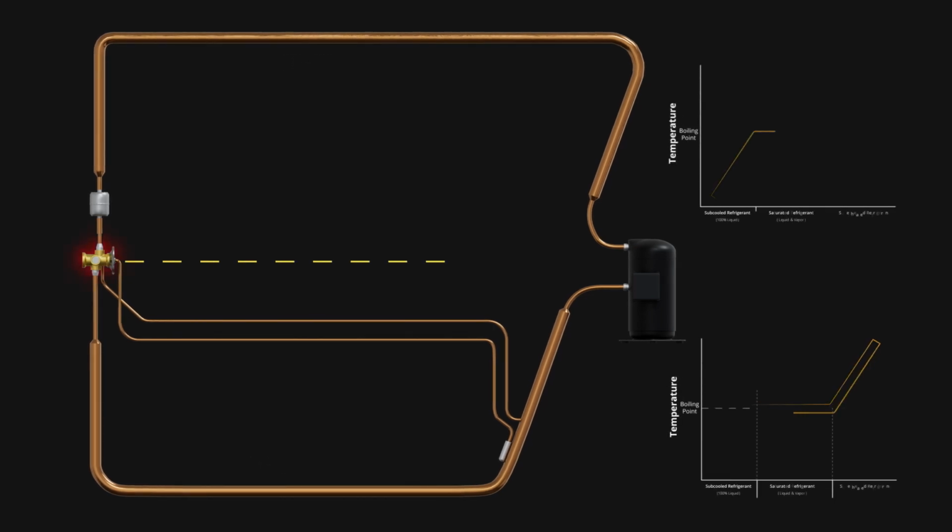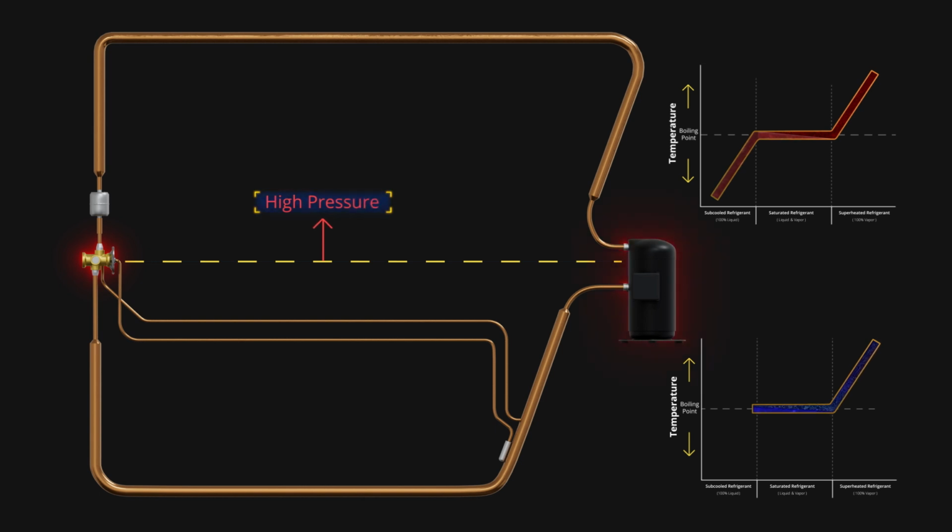The metering device and the compressor divide the circuit between a high pressure, high temperature side and a low pressure, low temperature side. The refrigeration cycle process begins with the compressor. The compressor receives a low pressure, low temperature superheated refrigerant vapor from the suction line and compresses it into a high pressure, high temperature superheated refrigerant vapor.